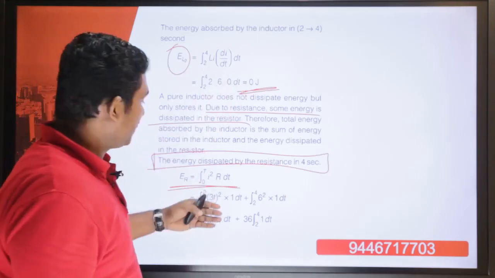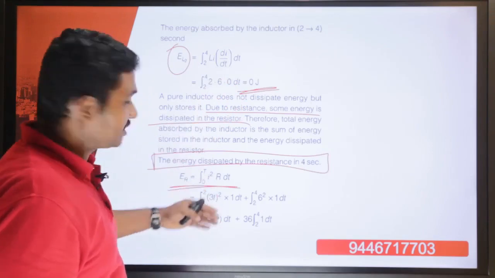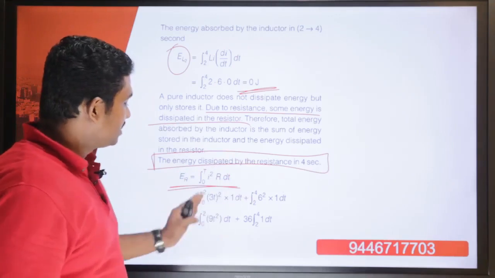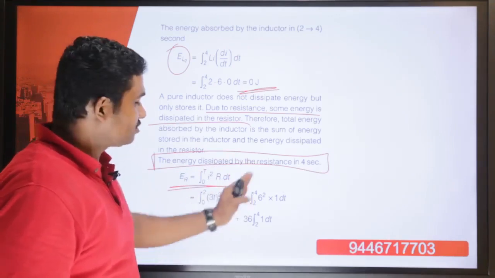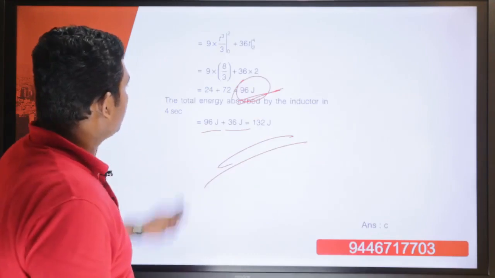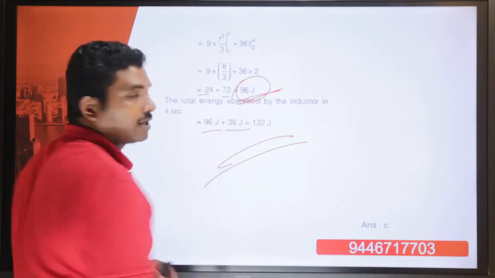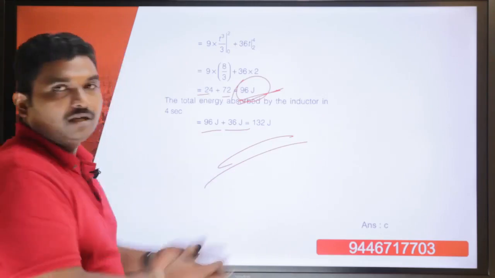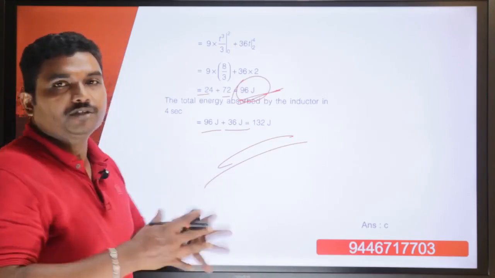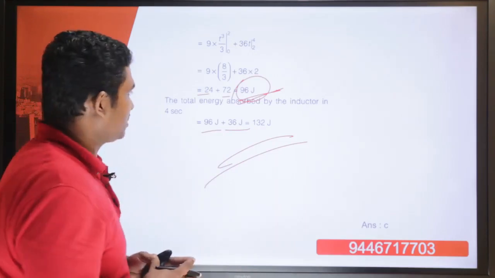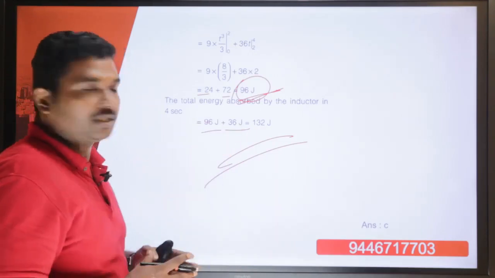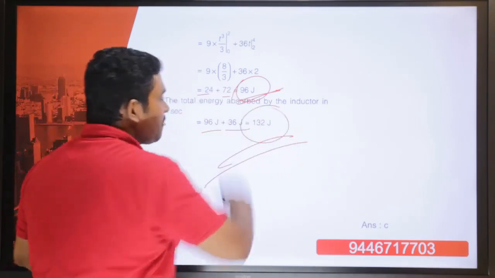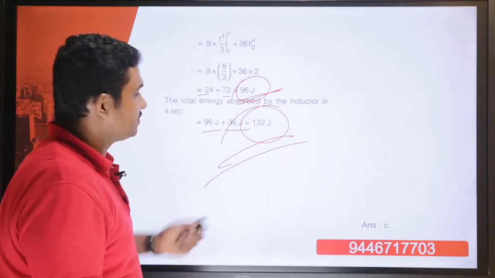Then we find the dissipation in the resistance from 0 to 2 and also from 2 to 4. Summing up the integral of I square r dt from 0 to 2 and from 2 to 4, you get 24 plus 72, which comes to 96. So what is the total energy absorbed by the inductor? It is the energy for the inductor plus the energy dissipated in the resistor. Energy absorbed by the inductor is 36 and energy dissipated by the resistor is 96. So the total energy absorbed is 132 joules, which is option C.